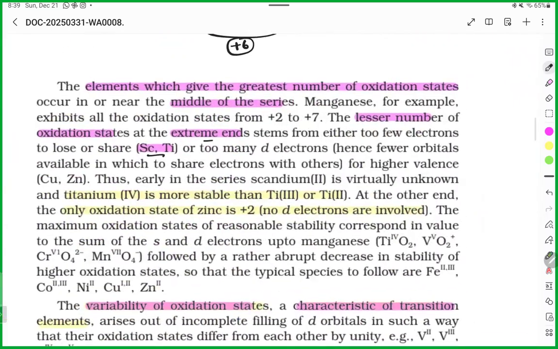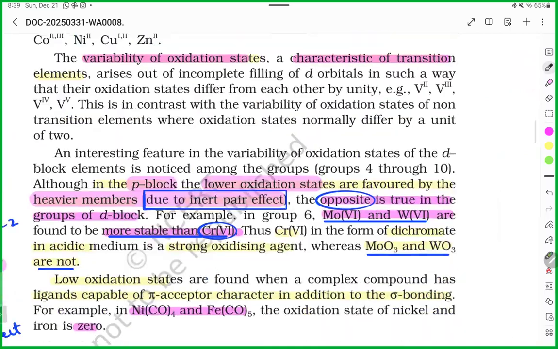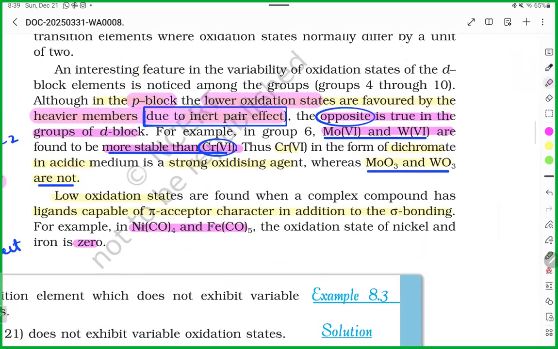So this is the thing, and that's why chromium is a very good oxidizing agent. Why? Because it easily converts into a lower oxidation state, because +6 is not stable. That's why it is converting into other states. If chromium doesn't like +6, what will it try to do? It will try to go to the lower state, +3. So it is a very good oxidizing agent.